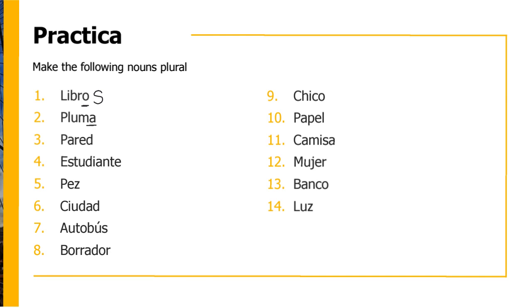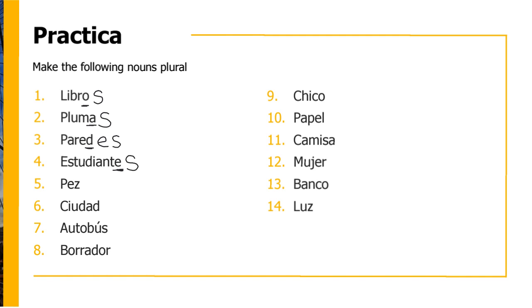Number 2, pluma. It ends in a vowel, a, so all we have to do is add s, plumas. Pared, it ends in a consonant, so we need to add an es, right? Paredes, walls. Estudiante, it ends in a vowel, and like I said, a lot of them are going to end in vowels, so you just add an s, estudiantes.